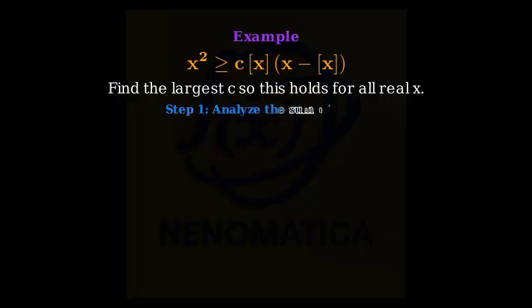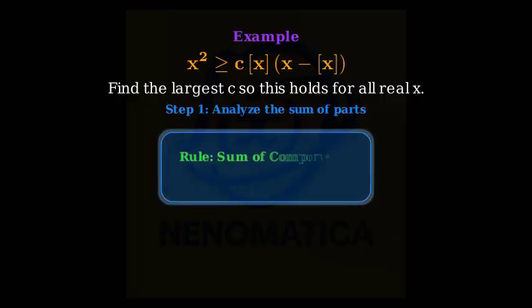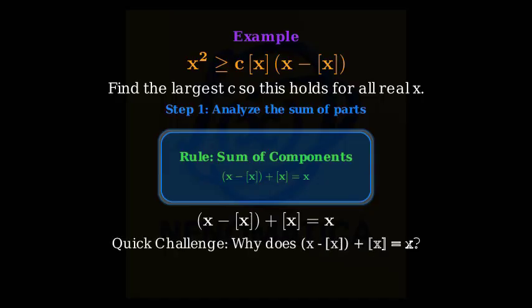Step 1. Analyze the sum of parts. The floor of x plus the fractional part of x always adds back to x. This is the key identity we will use. Quick challenge. Can you see why this is true from the definition of the floor function?